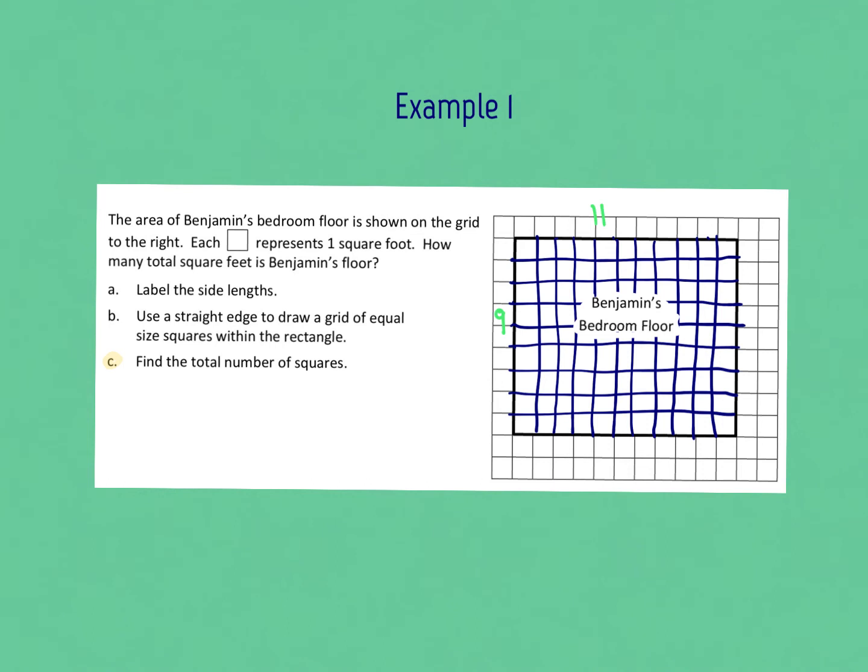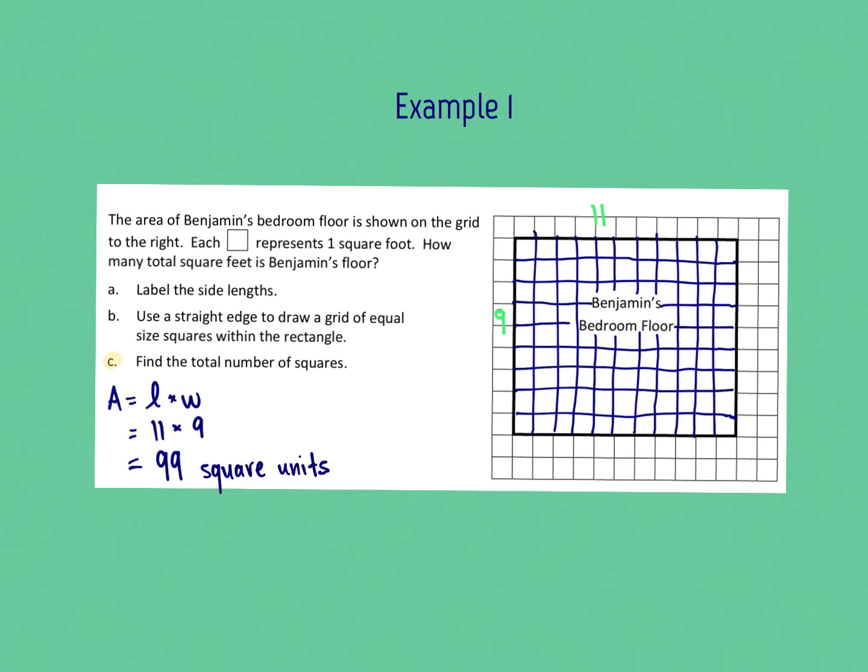So if we do that, we know the area equals length times width. And the length is 11 feet times the width, which is 9 feet. And we know 9 times 11 is 99. And we know in area, it's square units. And Ben's bedroom floor is in square feet. So that means his bedroom floor will have an area of 99 square feet.